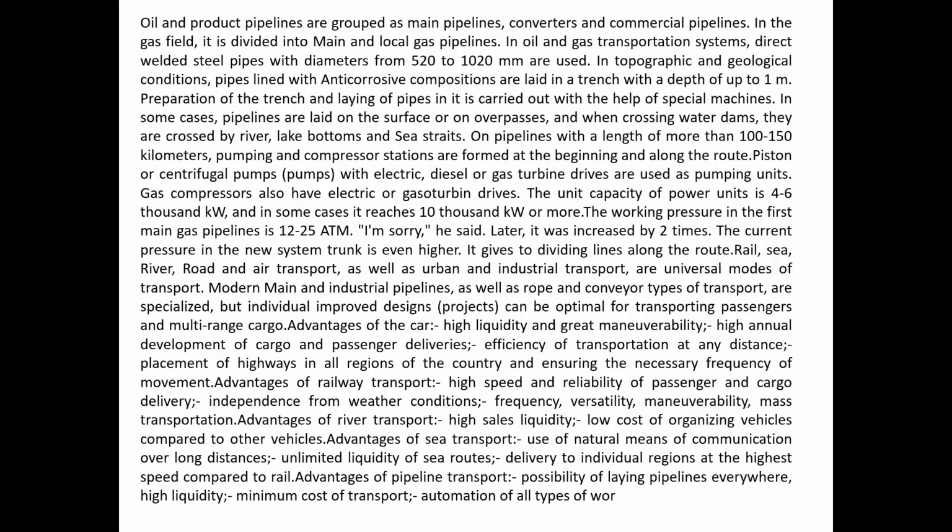The working pressure in the first main gas pipeline is 1225 atm. Later it was increased by 2 times. The current pressure in the new system trunk is even higher. It gives the dividing lines along the route.